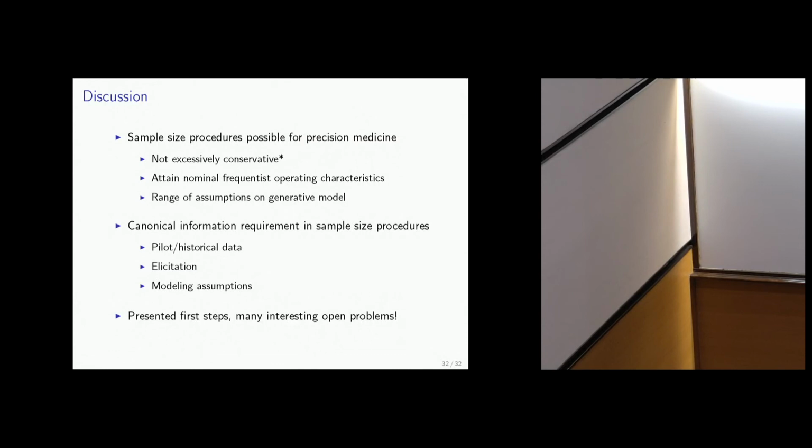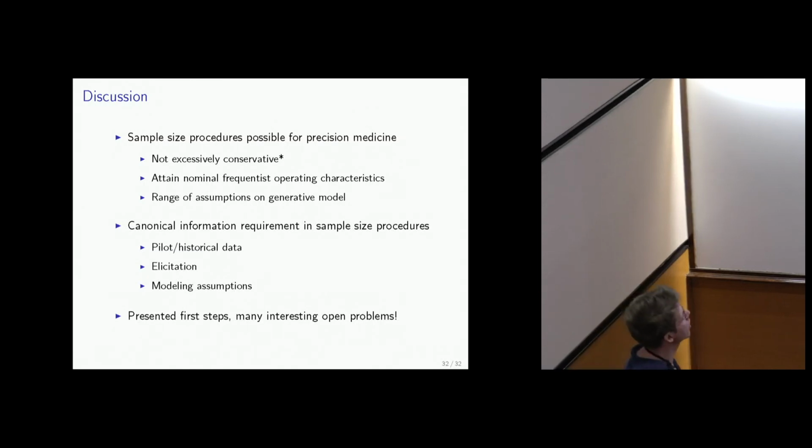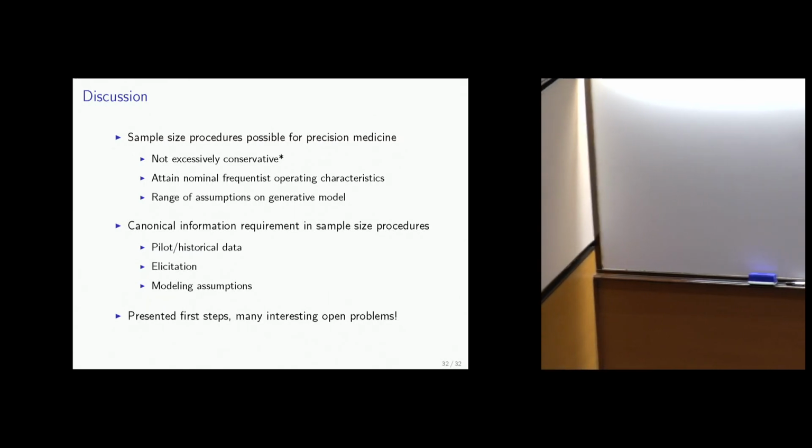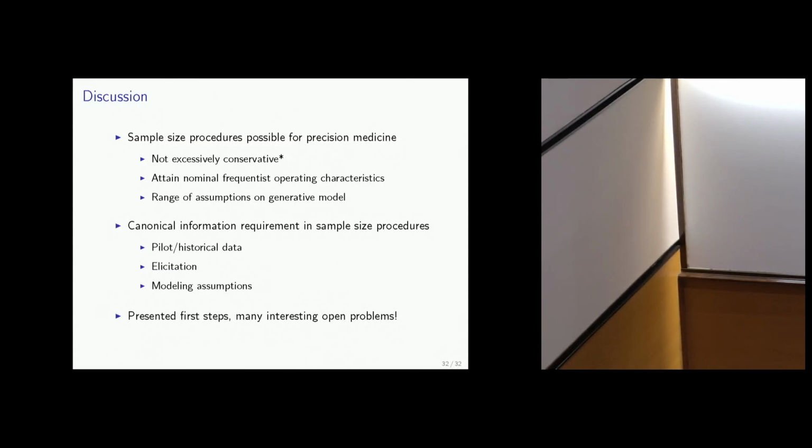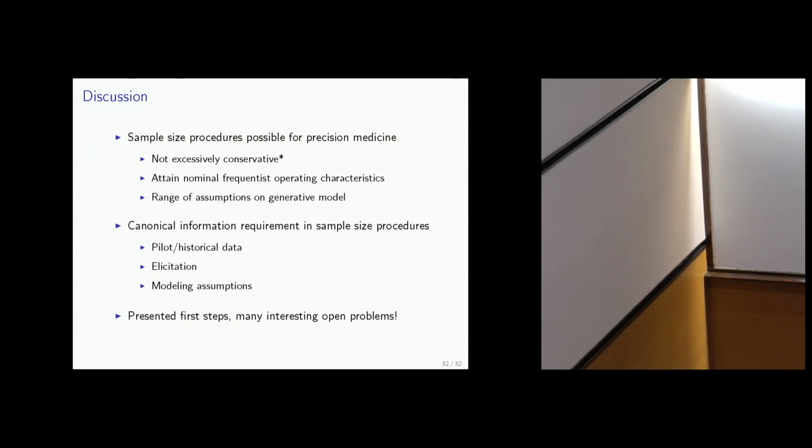All right, so altogether, it is possible to power studies for the estimation of a high quality regime, to get procedures that are not excessively conservative, with sample sizes that don't look prohibitively large, attaining nominal frequentist operating characteristics, and with a range of assumptions on the generative model. We do require, at least in the case with few assumptions, that there be some historical data to oversample from.